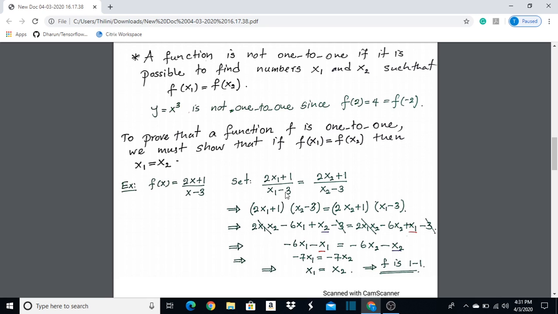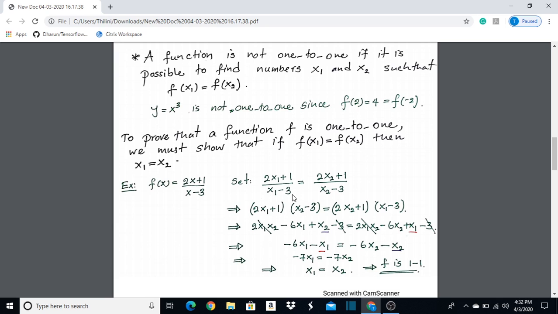Here we have two denominators. So if you want to simplify, the best way is to do the cross multiplication here. When you do the cross multiplication, that becomes this term 2x1 plus 1 times the denominator of the right hand side. That should equal 2x2 plus 1 times x1 minus 3, which is the denominator of the first term, the left hand side.